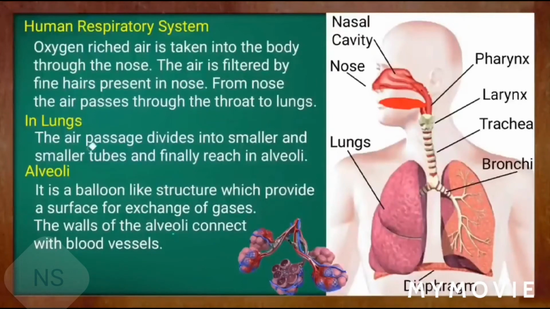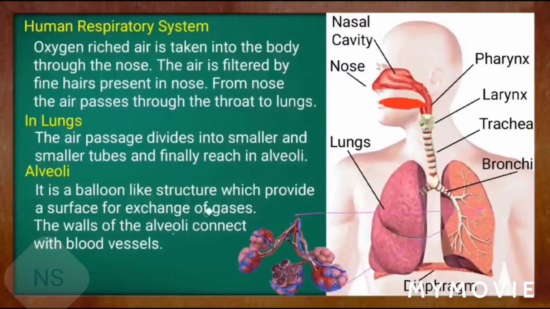Now, in lungs, the air passage divides into smaller and smaller tubes and finally reaches the alveoli. That is, the bronchus divides into smaller and smaller tubes called bronchioles, and finally, the air enters into alveoli. Alveoli are also called air sacs. They are balloon-like structures which provide a surface area for exchange of gases. These alveoli have a rich supply of blood vessels, and exchange of gases is known to take place between alveoli and blood by a simple process called diffusion.